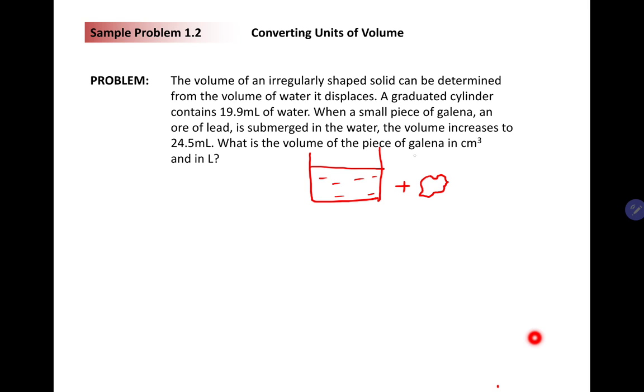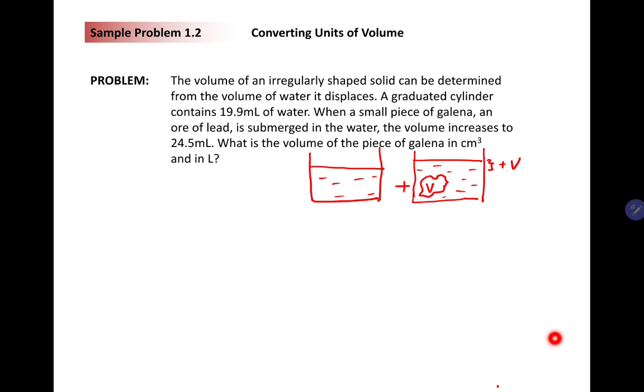Okay, once you put it in the container, of course, what happens is that due to the presence of the object, the volume of the liquid will go up, or in other words, the volume of liquid will be displaced by this object, and of course the displaced volume is actually equal to the volume of the object, of the irregularly shaped object.